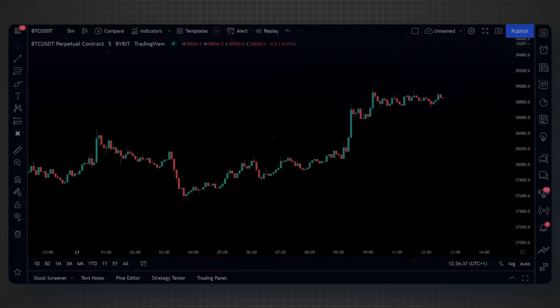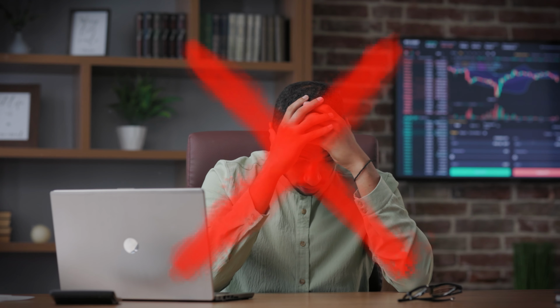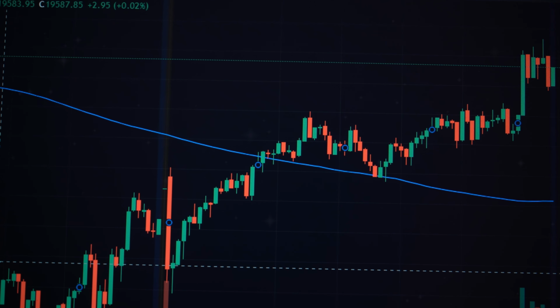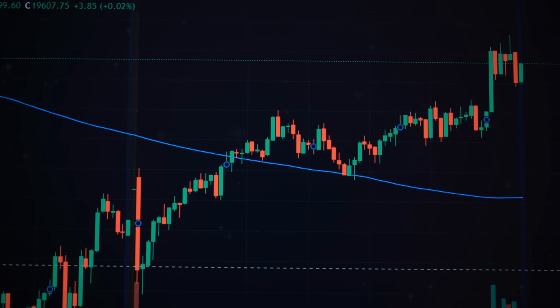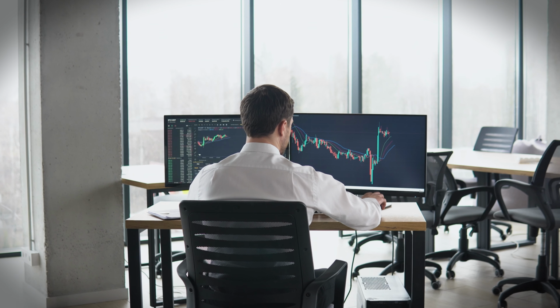Are you using the RSI indicator the wrong way and losing money? Most traders make this costly mistake, but in this video, I'll show you how to properly trade using the RSI to maximize your profits. Learn how to spot divergences and time your trades perfectly with breakouts.